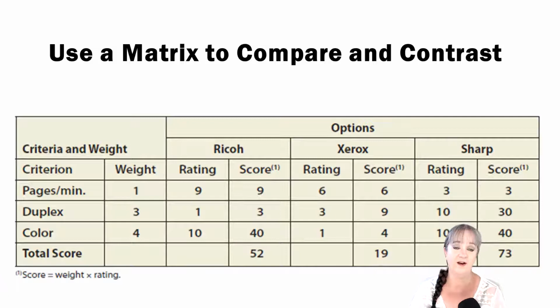So the weight there, remember, has to do with the criteria. The number of pages it can do per minute gets a weight of 1, the duplexing gets a weight of 3, and the color gets a weighting of 4. And then you can do the math across.